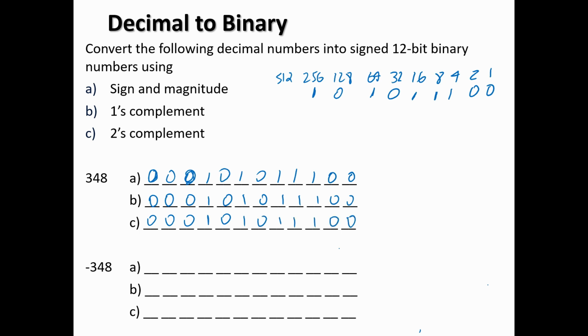Okay, what about negative numbers? So it's negative, and then we just copy exactly. For 1's complement, we have to invert, starting from this one. Invert all of them. Now for the 2's complement, we add 1 to the 1's complement.